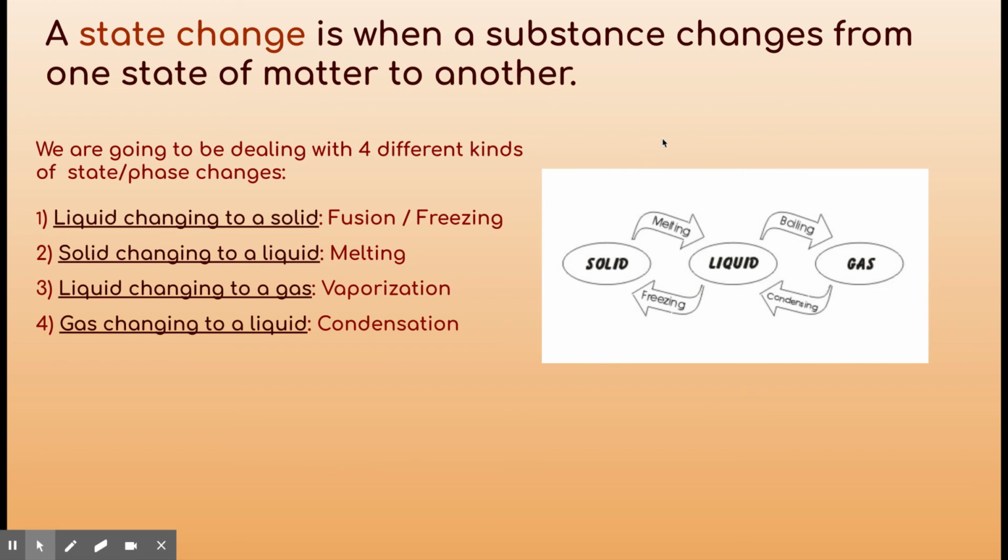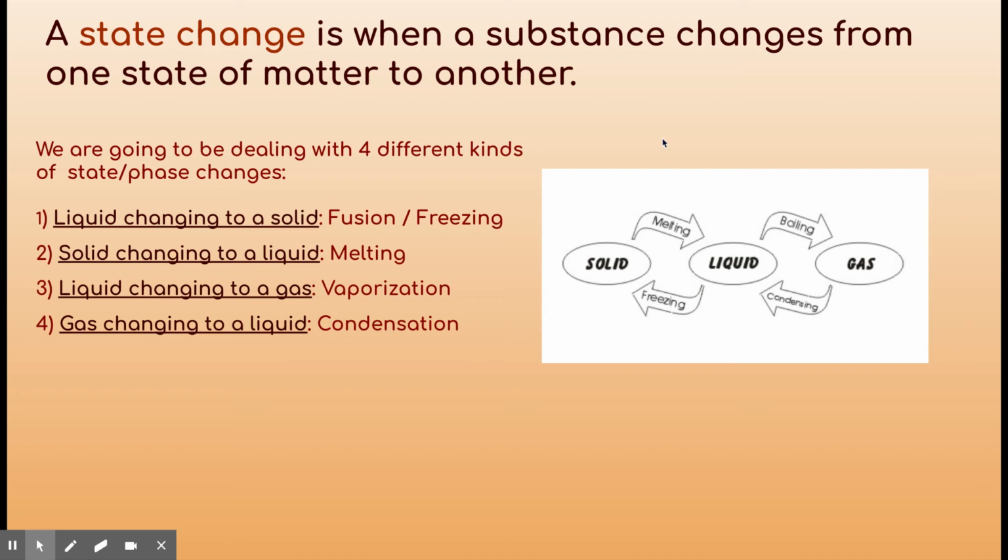This is from grade 8 science, even a little bit from grade 7 science, but a state change is when a substance changes from one state of matter to another. So you're going from solid, liquid to a gas, or gas to a liquid to a solid. We are going to concentrate on 4 different kinds of state and phase changes.